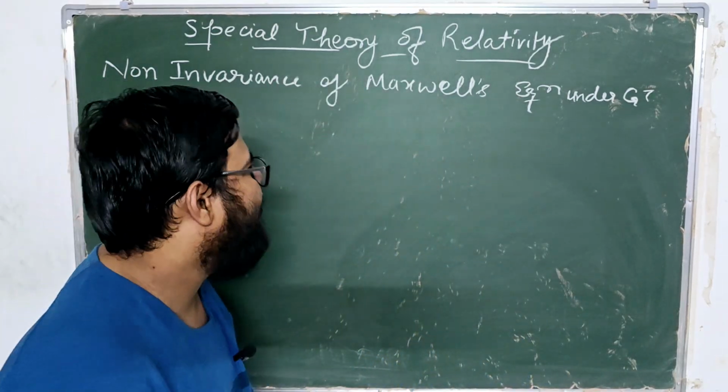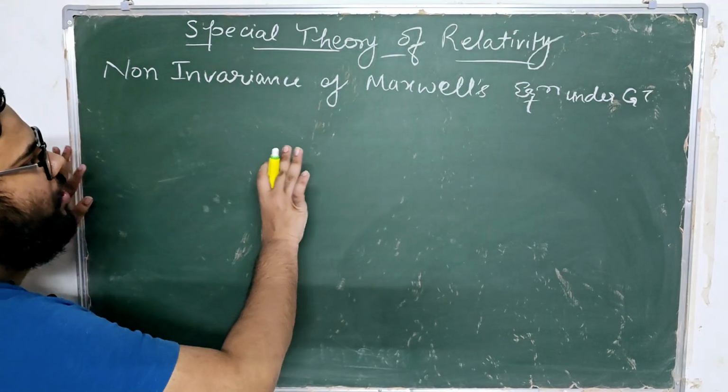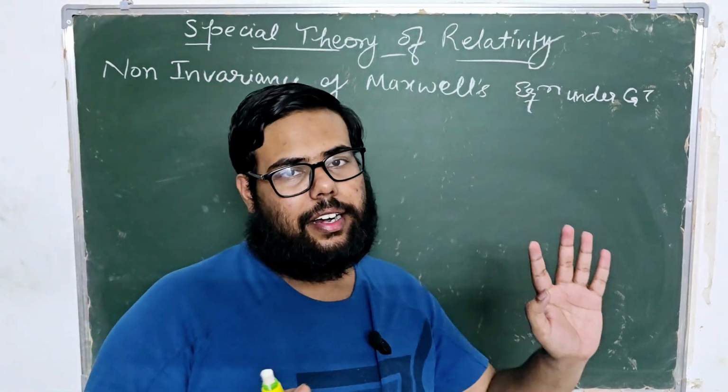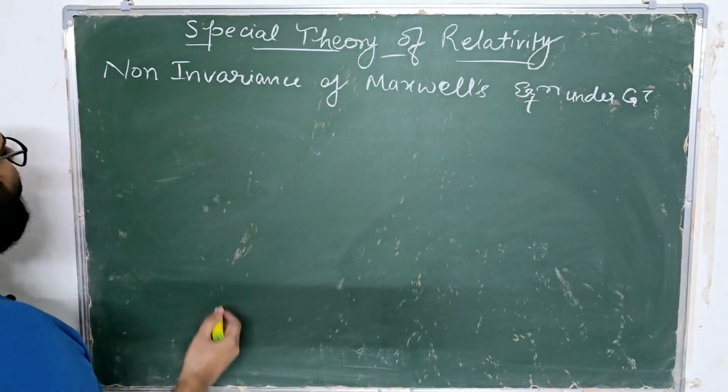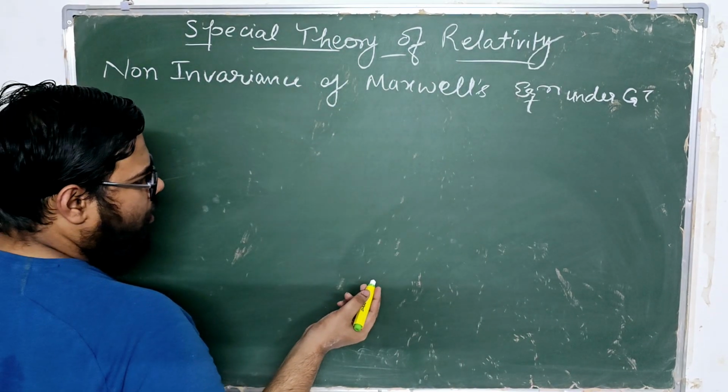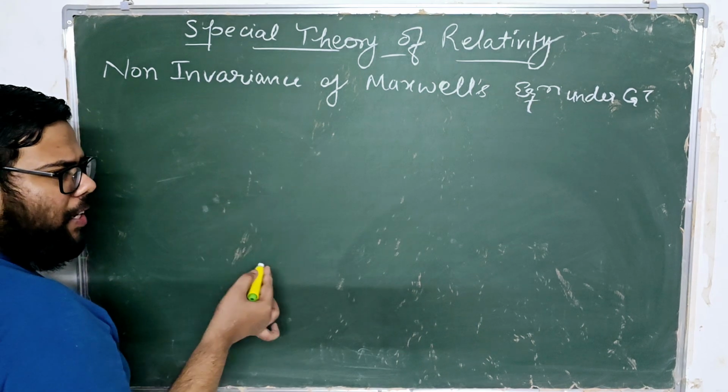Now let's start. Okay. So, non-variance of Maxwell's equation under Galilean transformations. Let's see that. So before this, let's recall something from lecture 1.